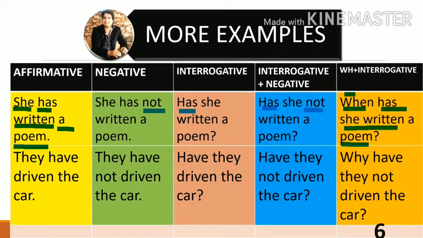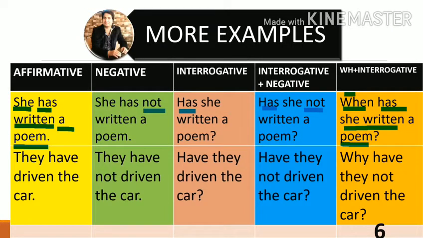Has is a helping verb, she is a subject, written is V3, and a poem is an object. So you need to remember here, whenever you ask somebody a question, you first make a sentence interrogative and then put the question word as per your need.